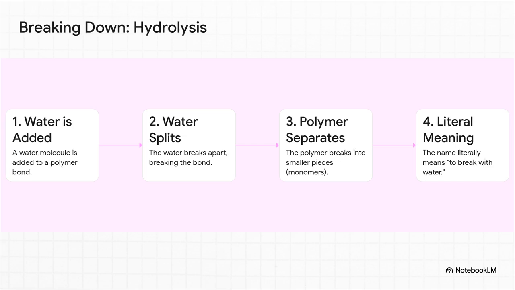And what about taking things apart? Well, you just do the exact opposite. It's a process called hydrolysis, which literally means to break with water. So this time you add a water molecule to the bond. The water splits and snap, the bond breaks. You've got smaller pieces again. This is literally what happens in your stomach when you digest your food.